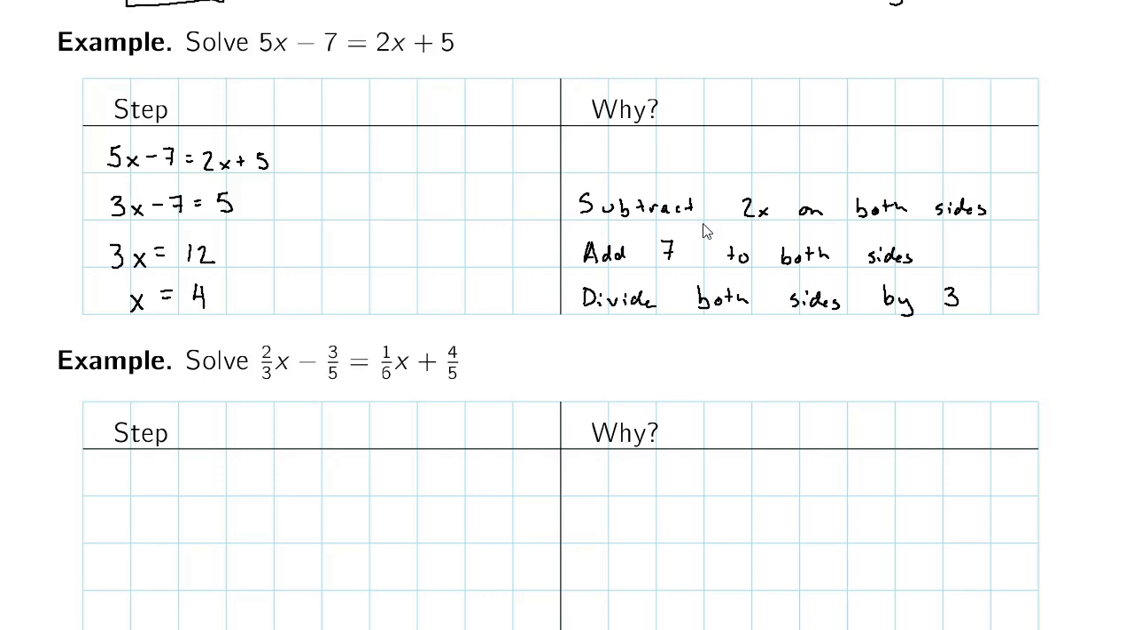And again, we can confirm that that really works, right? 5 times 4 minus 7. That's 20 minus 7 is 13. 2 times 4 plus 5, that's 8 plus 5 is also 13. Right, both sides of our equation work out to the same number. That's really the solution to the equation. And because we used only those basic steps, we're sure that that's the only solution.